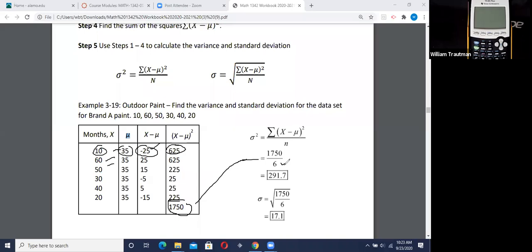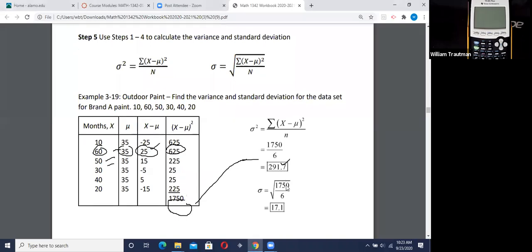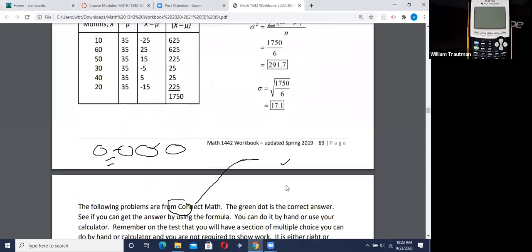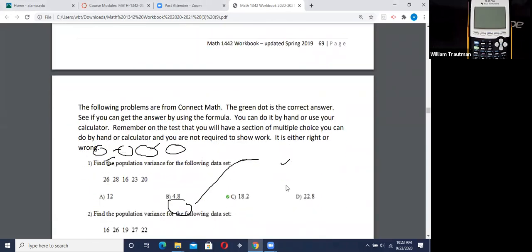That's okay, but the course was designed to use the calculator. That's why we're using this calculator. Yeah, you can use the formulas.